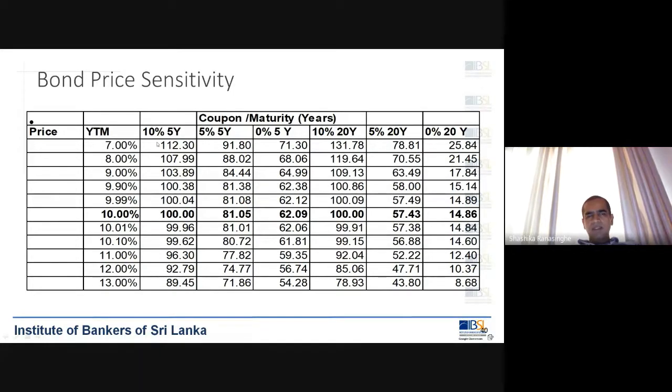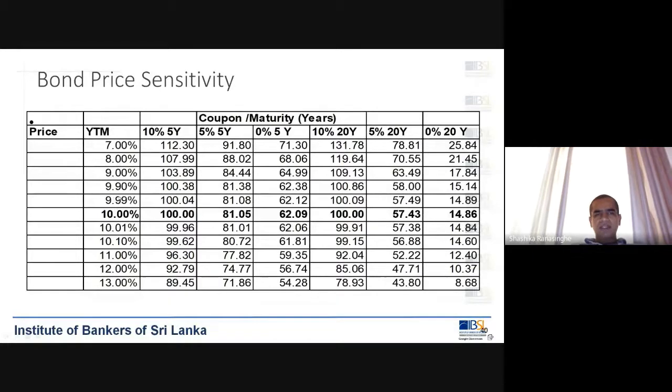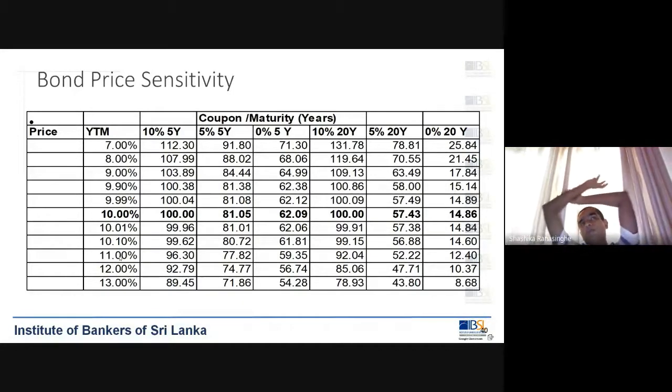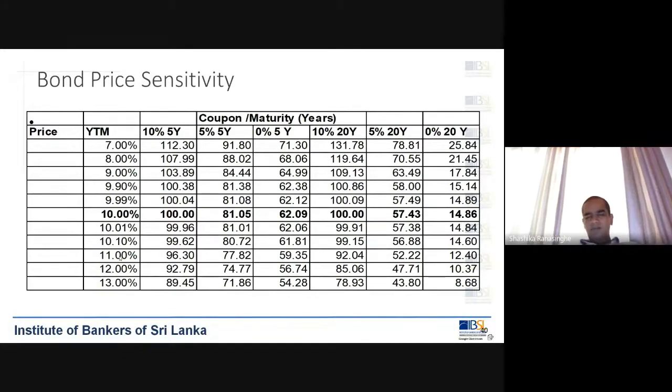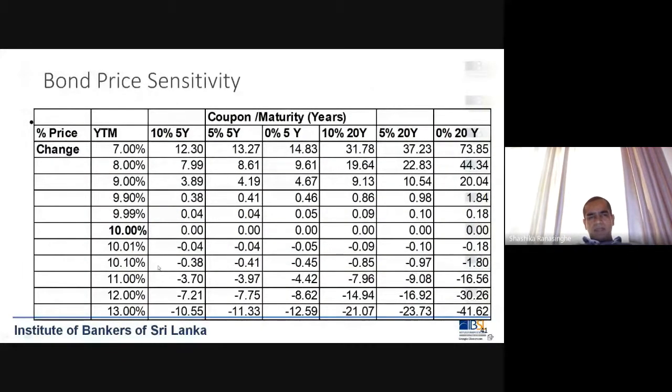Now let's see what happens when the yield changes by 1%. The average of 7 and 13 is 10. So if the yield drops by 1% from 10 to 9, or if the yield increases by 1%, which one has the highest increase in value? What do you think will happen when yields go up? Will the price go up or go down? What happens when yields increase? Prices will go down. Inverse relationship, right?